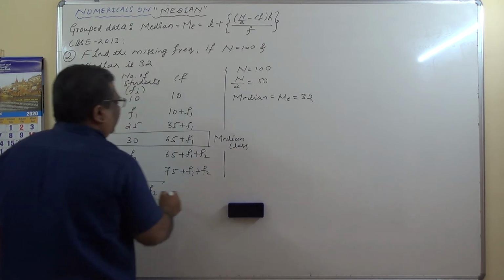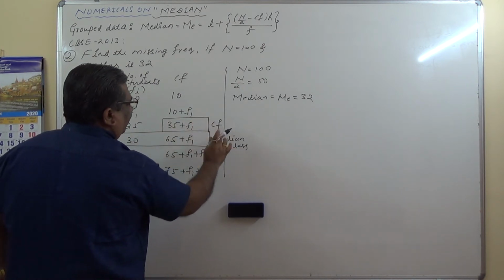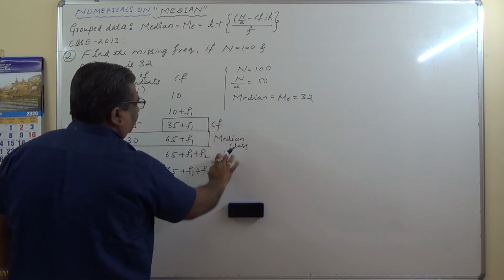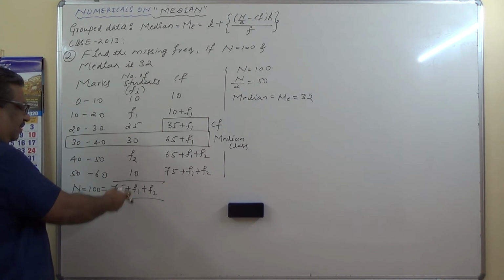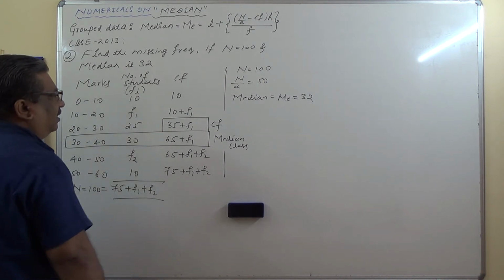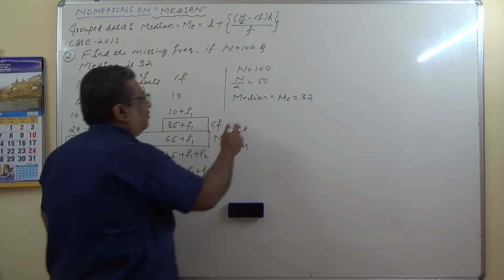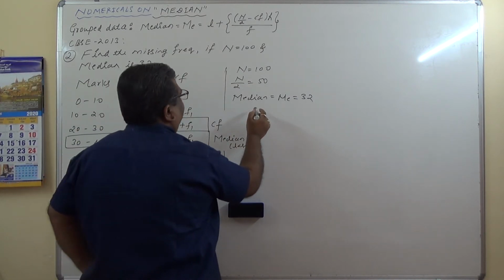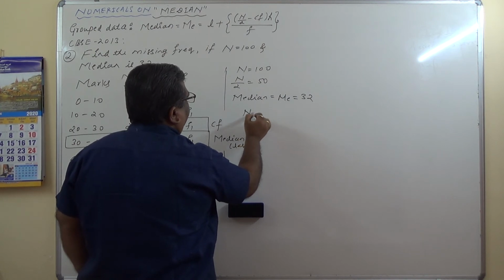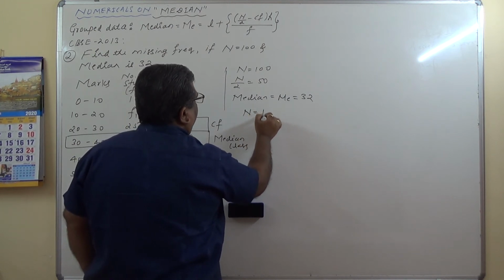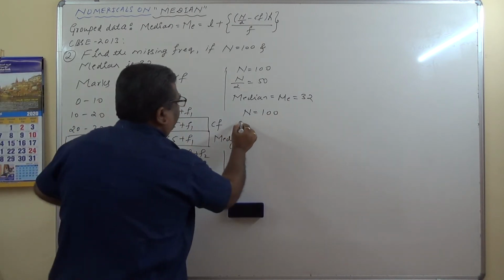If this is the median class, immediately I have to mark this as CF. I hope you are able to understand that. Okay, what else is required? N is equal to 100. This is one equation, and from that I can get one more equation. So let us see here. First I will note down all the given information. Median, okay. Then N equals 100. What is N here? 75 plus F1 plus F2.